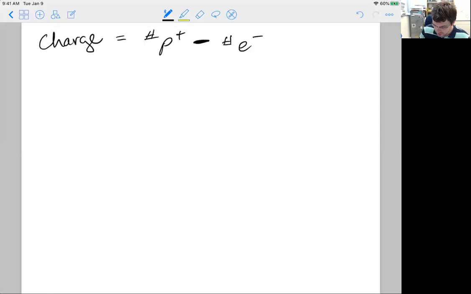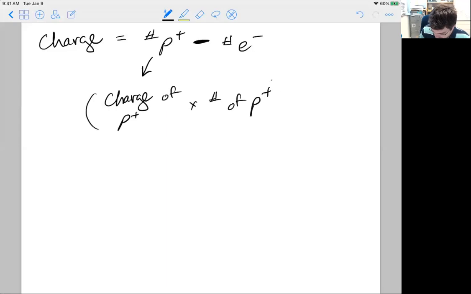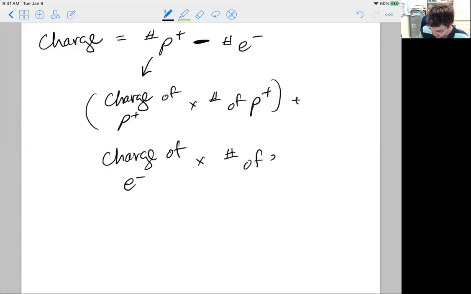Okay, that seems to be true for most cases here. I mean, really all cases. But if you want to think more formally why this is the case, it's actually the charge of the proton times the number of protons plus the charge of the electron times the number of electrons. So we add those two things together and we get the overall atomic charge.